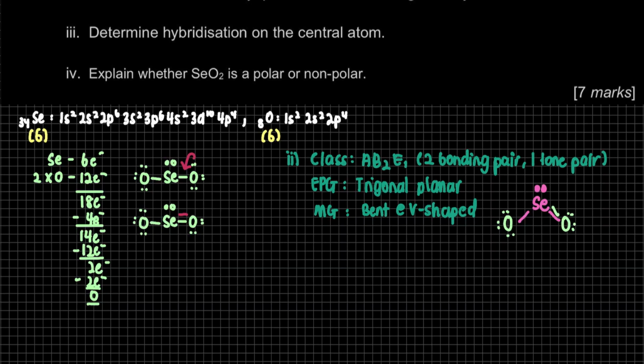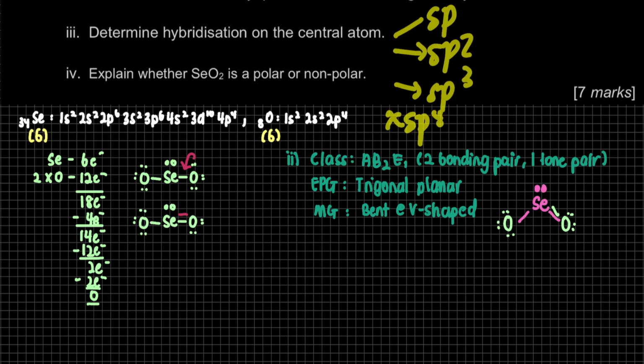Question 3: determine the hybridization of the central atom. The hybridizations we have learned are sp, sp2, sp3. We don't have any sp4, because the maximum number of p orbitals is only 3. So we have sp3d and sp3d2.